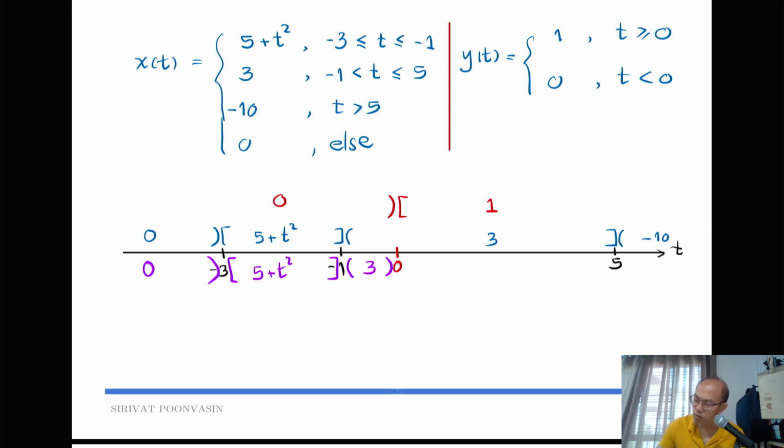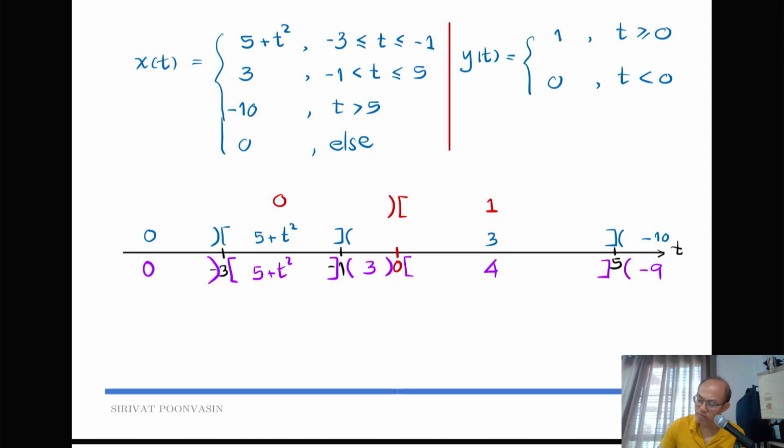Now, over this subinterval, y is 1, x is 3. So closed interval here and closed interval here. 3 plus 1 is 4. Now as for the rest, x is -10, y is 1. So it would be -9 for the rest.